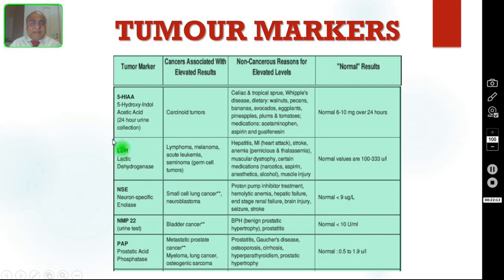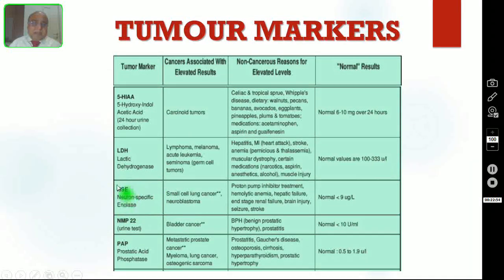The next tumor marker is LDH or lactic dehydrogenase. This is elevated in lymphoma, melanoma, acute leukemias, and seminoma, that is germ cell tumor. This is also elevated in some non-cancerous conditions like hepatitis, MI, that is myocardial infarction, stroke, anemia, both pernicious and thalassemia, muscular dystrophy, certain medications like narcotics, aspirin, some anesthetic and alcohol, and any muscular injury. So the normal value is 100 to 333 units per liter.